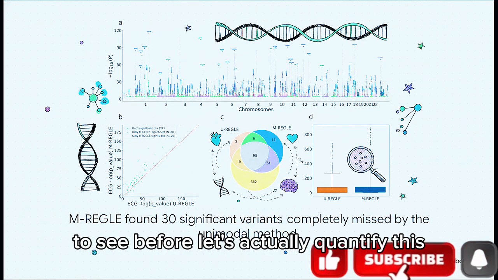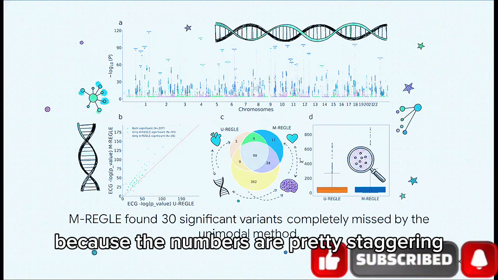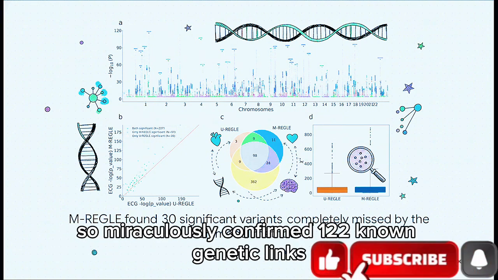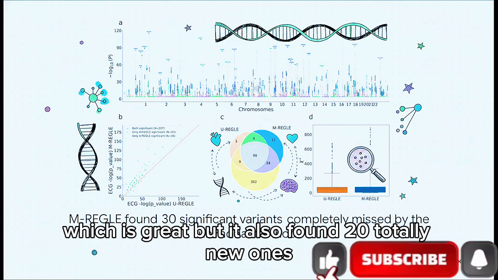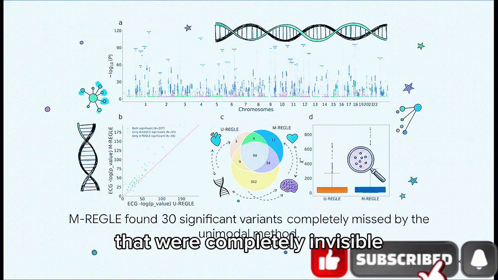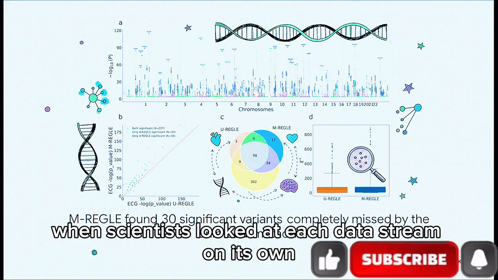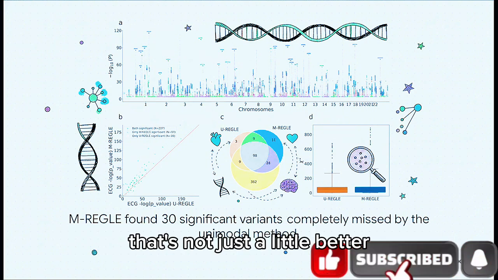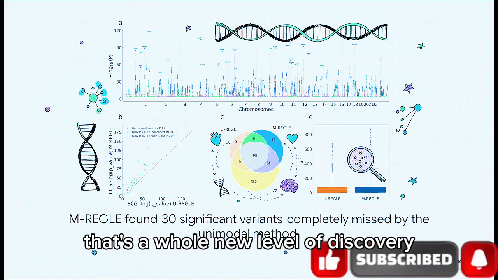Let's actually quantify this, because the numbers are pretty staggering. So mREGLE confirmed 122 known genetic links, which is great, but it also found 20 totally new ones. And get this, it found 30 genetic markers that were completely invisible when scientists looked at each data stream on its own. That's not just a little better, that's a whole new level of discovery.